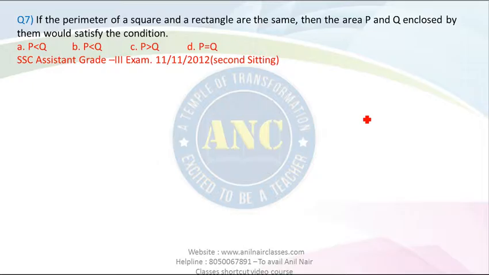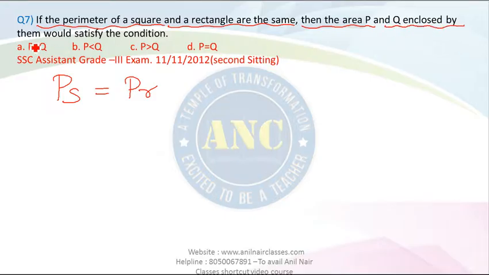Question number 7 in this particular topic. Question number 7. If the perimeter of a square and a rectangle are the same, the perimeter of the square and the perimeter of the rectangle, they both are the same, then the areas P and Q enclosed by them would satisfy the condition. Which of the following conditions?